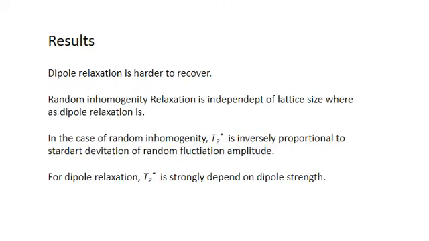We now summarize our findings as follows. Dipole relaxation is harder to recover due to the more suppressed secondary peaks. Random inhomogeneity relaxation is independent of the lattice size, whereas dipole relaxation depends on the lattice size. In the case of random inhomogeneity, T2 relaxation time is inversely proportional to the standard deviation of the random fluctuation amplitude. And for dipole relaxation, T2 strongly depends on dipole strength.